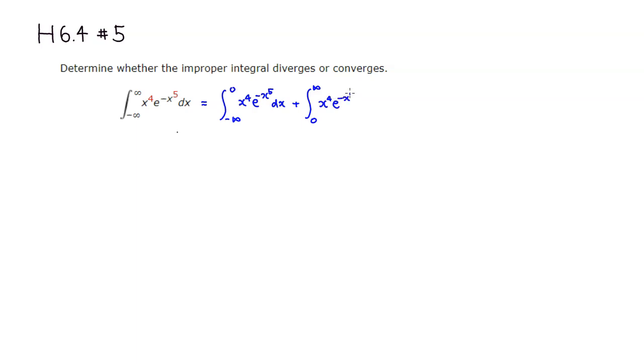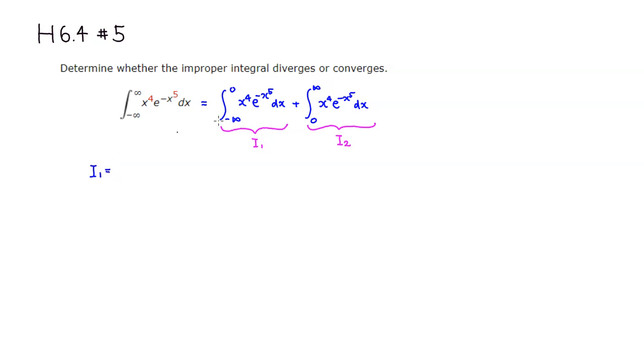Let's call this first integral I1, and I'm going to call the second one I2. So let's compute I1.